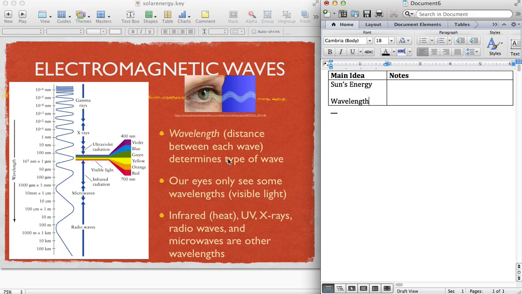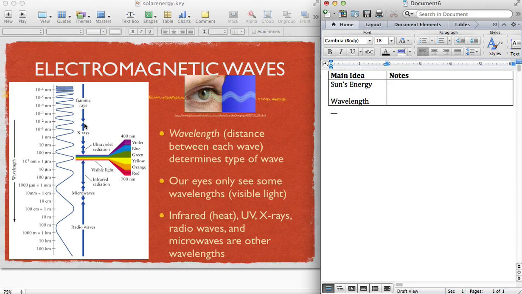Depending on the wavelength, you get different types of light. So our eyes can only see some wavelengths. We can just see this little band of wavelengths of light here, and we call that visible light. Any kind of light that doesn't have a wavelength in this little band is a different kind of light, and our eyes can't see it.